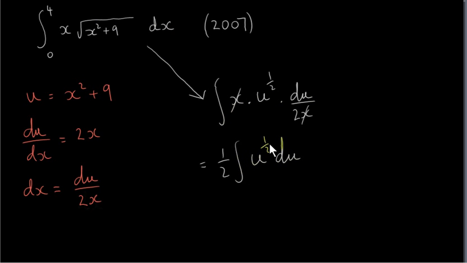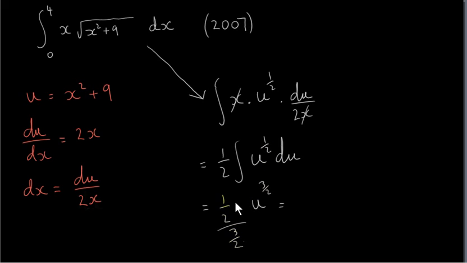We're integrating u to the power of a half with respect to u. I've also taken out this half. We have 1 over 2 here. A factor of a half can be pulled outside the integral sign. So to integrate u to the power of a half, we just add 1 onto a half. That gives 3 halves. And then we divide by this new power, which is 3 halves.